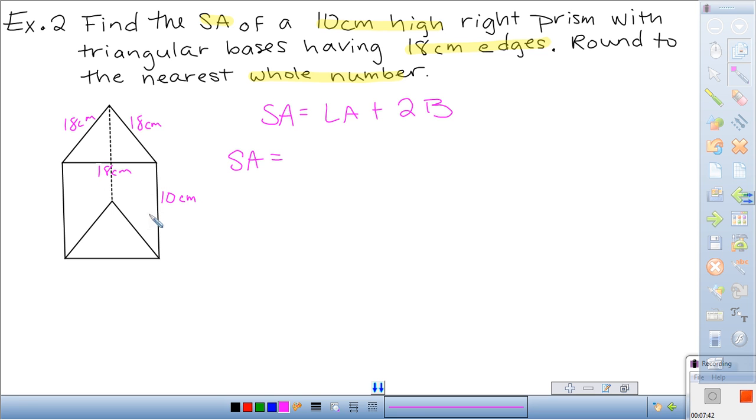And in this case, what I notice is that I have 3 lateral faces that are all rectangles that are all exactly the same. 10 by 18, 10 by 18, and 10 by 18. So I have 3 times 10 times 18 will give me the area of my lateral faces, plus 2 times the area of the base. Now again, we have to find the area of this triangle. So here we go with our formulas.